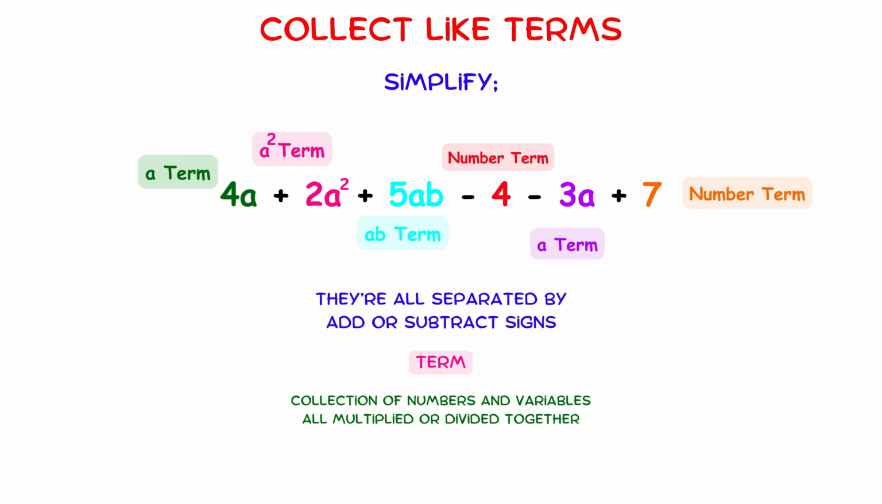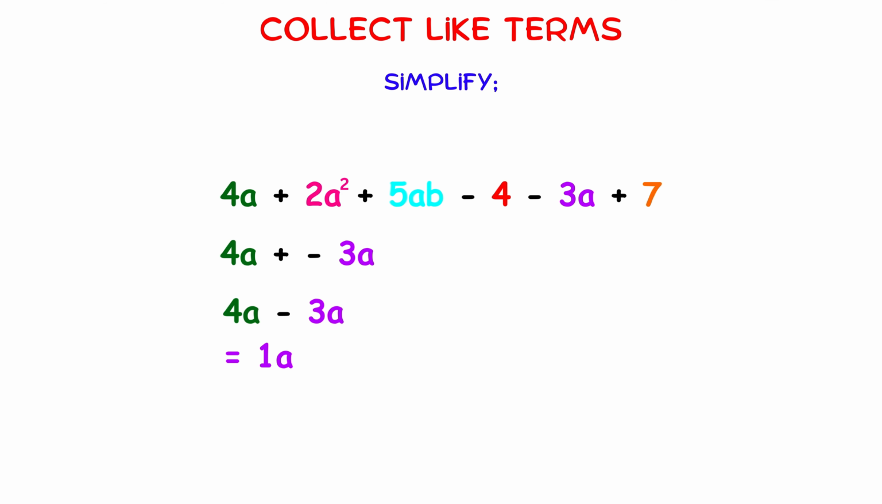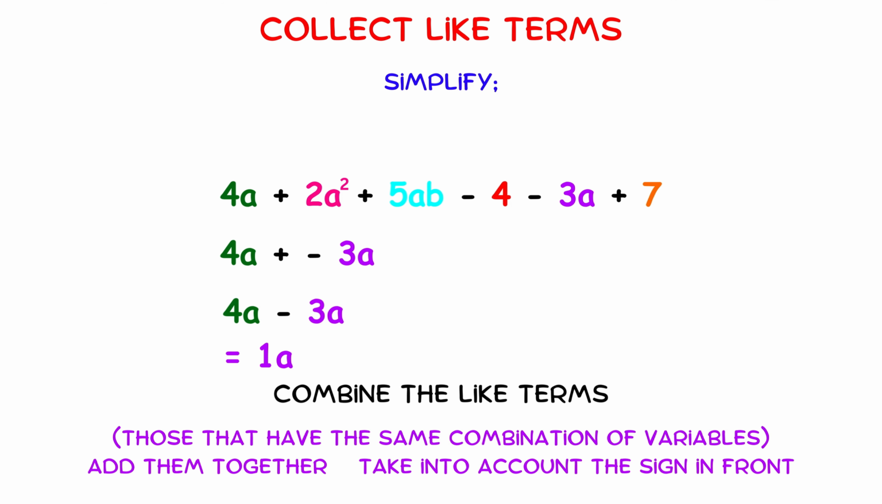To simplify an expression like this, all you need to do is combine the like terms, with like terms being those that have the same combination of variables. So here, these two terms are like terms because they both have just an a variable, whereas these two number terms are also like terms because they're both just numbers. Importantly though, this a squared term can't be combined with the a terms because the a is being squared, so it counts as an a squared term and not an a term.